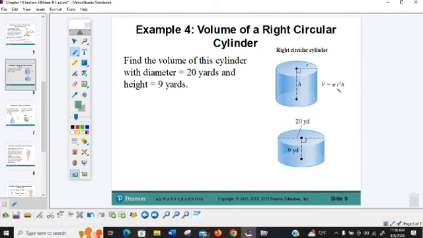The formula for volume of a right circular cylinder is V equals pi times the radius squared times the height. If the diameter is 20, half of that would be the radius, and that would be 10. So I'm going to put 10 squared, which would be 100, times the height. And the height of this is 9. So we end up with 900 pi yards. Okay, and remember that is cubed.